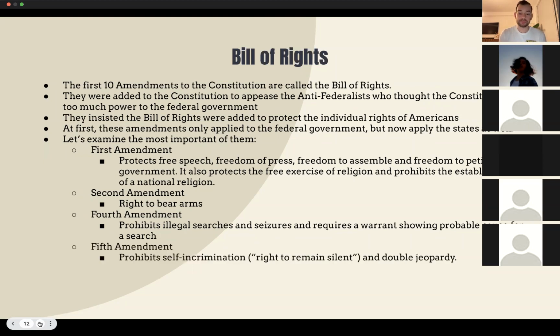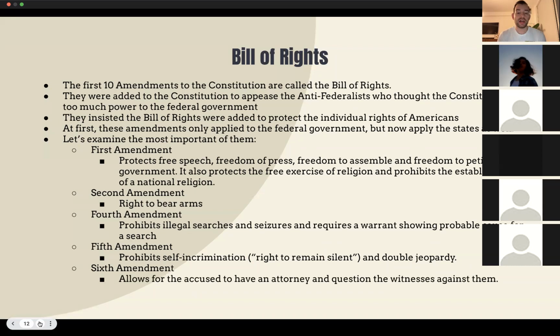The Fifth Amendment, this you might have heard before. I'm pleading the Fifth, right? I'm exercising my Fifth Amendment right. It prohibits self-incrimination. It means you don't have to speak. You don't have to incriminate yourself. It's also heard in the Miranda rights. You have the right to remain silent. That is part of the Fifth Amendment. And then there's also a double jeopardy clause, meaning you can't be tried twice for the exact same crime.